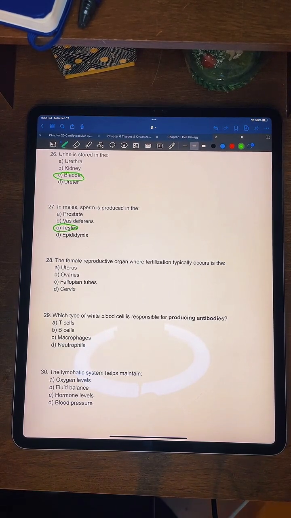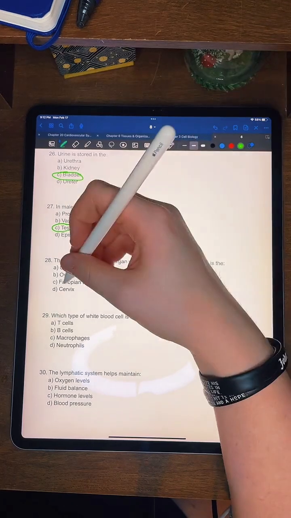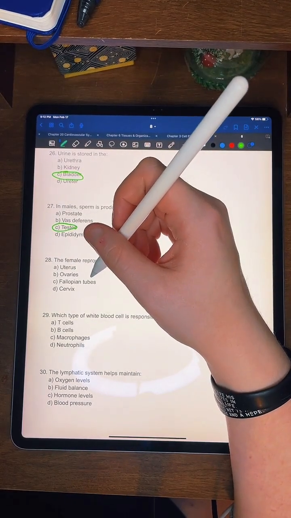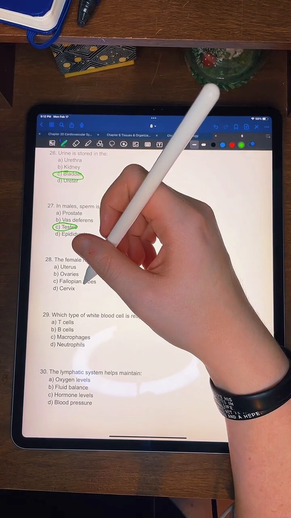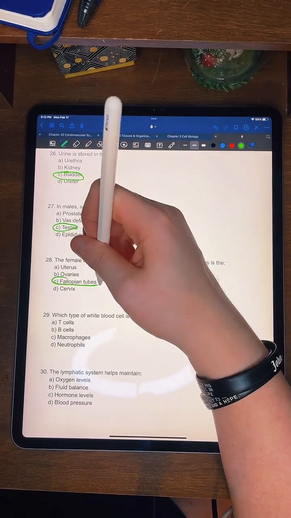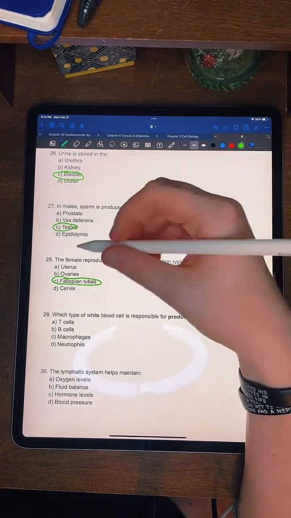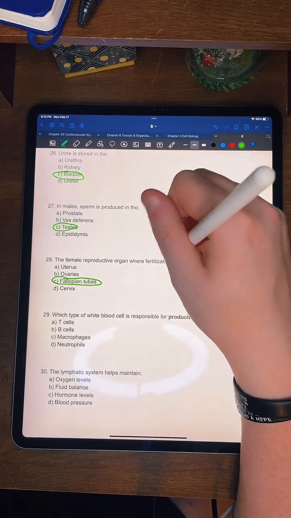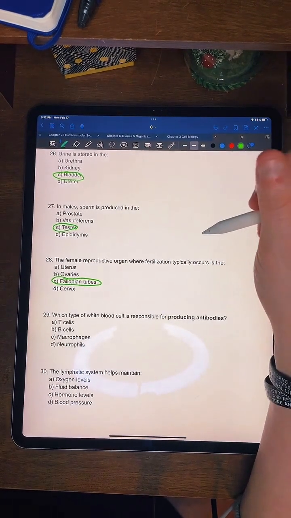Let's see here. A couple different answer choices. I'll give you guys a couple more seconds. It'd be C, the fallopian tubes. So the female reproductive organ where fertilization typically occurs is in the fallopian tubes.